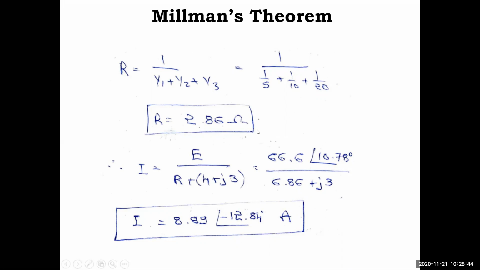Okay, so understanding that, you have to do some calculation work, right? It requires time, only then you will be in a good condition. Okay, so that's the thing. Now I have to calculate R, or Z. It is the formula 1 by y1 plus y2 plus y3. Y means admittance. So 1 by 5, 1 by 10, 1 by 20.